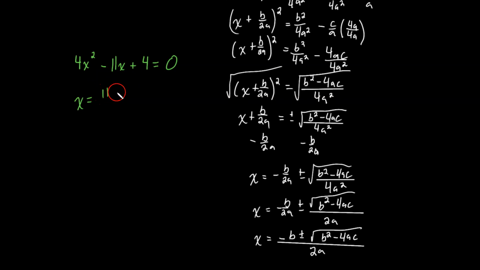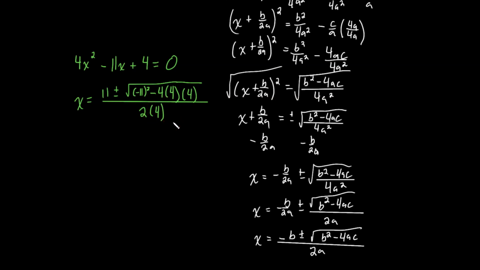So 11 plus or minus the square root of b squared, so negative 11 squared. I'll just plug it in right away, just to show all our steps. So negative 11 squared minus 4 times 4. Our a is 4, so we plug that in right here for a, and our c is also 4, so we plug that in right there, and we put that whole quantity over 2a, so our a is 4 again, so we go over 2 times 4.